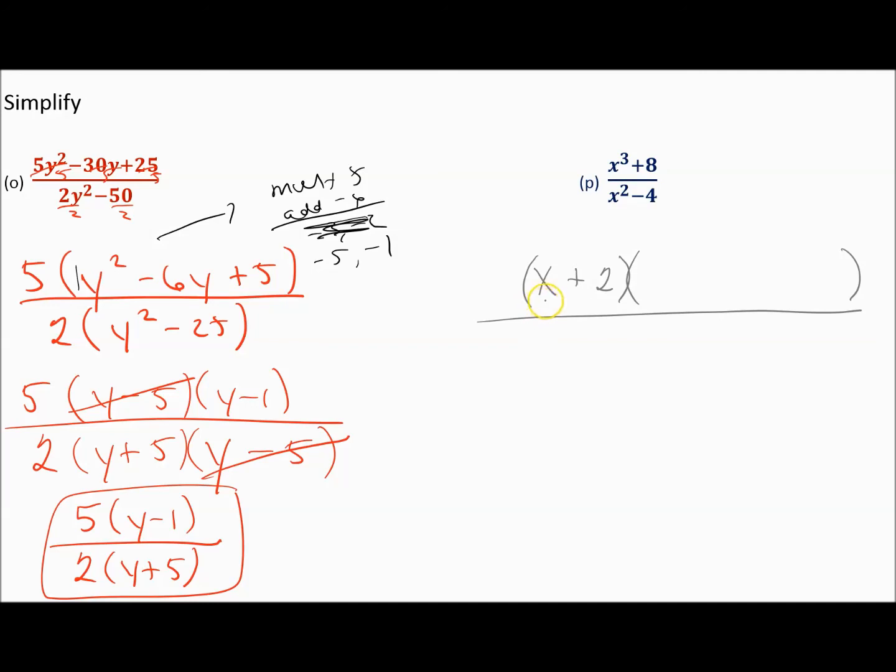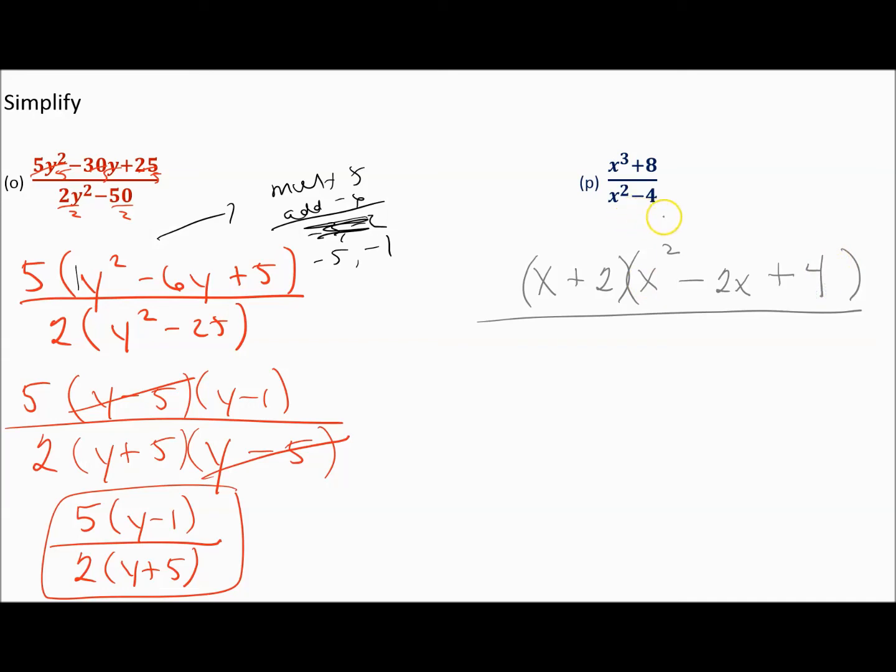Then I'm supposed to square this first term, so that's x squared. I'm supposed to multiply these two together. 2 times x is 2x, but whatever sign is here, I must change, so that's minus. The last term is always plus, no matter what your original sign is here. You square this second position, which is 4.